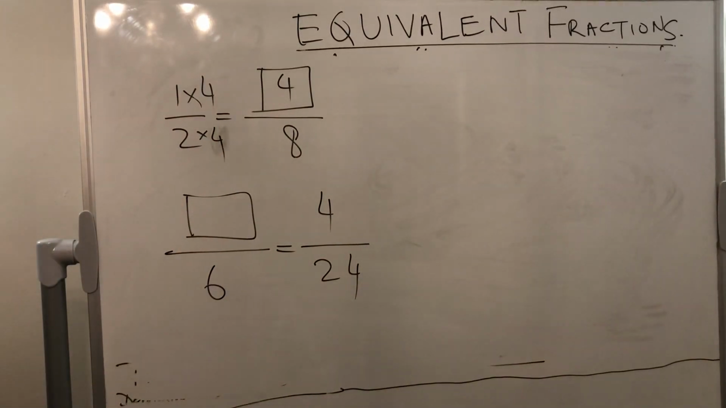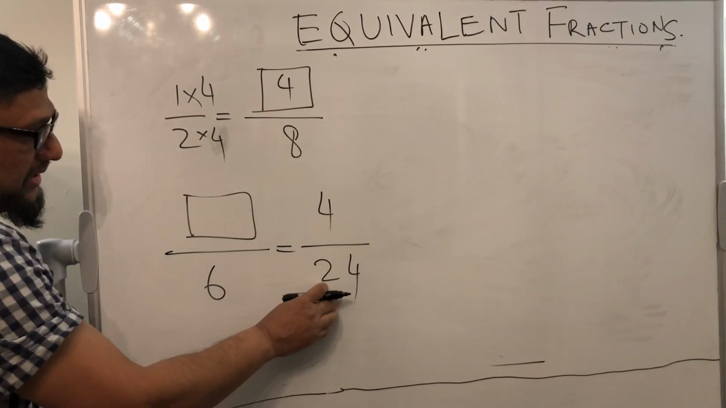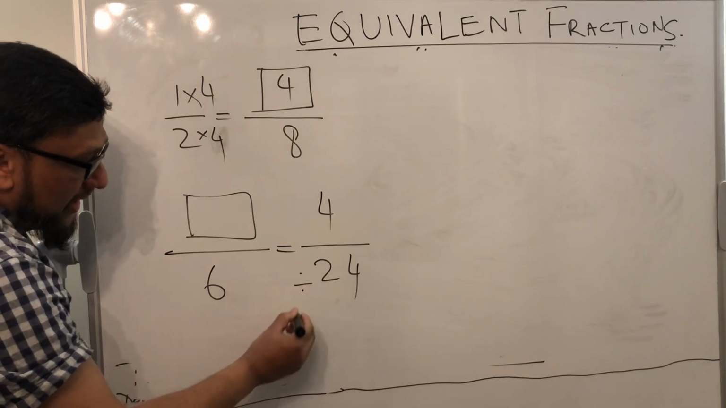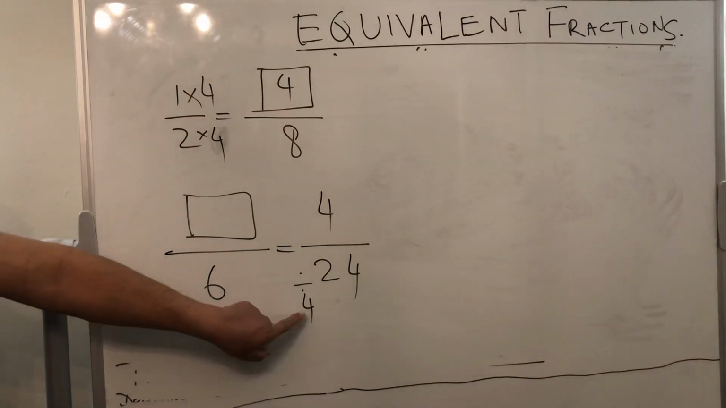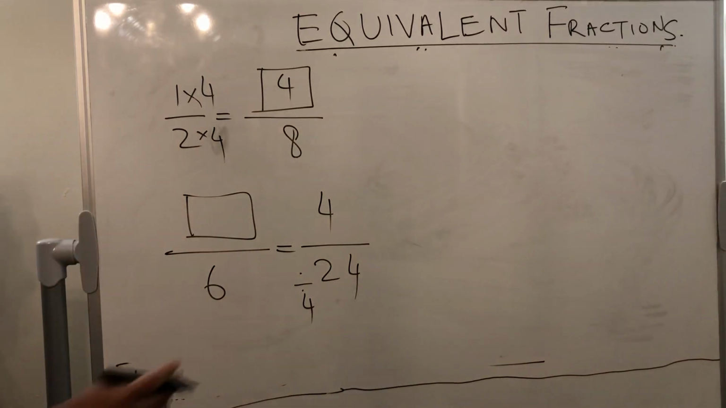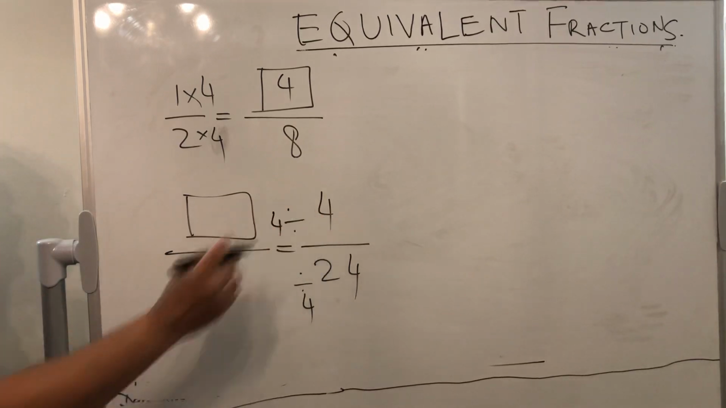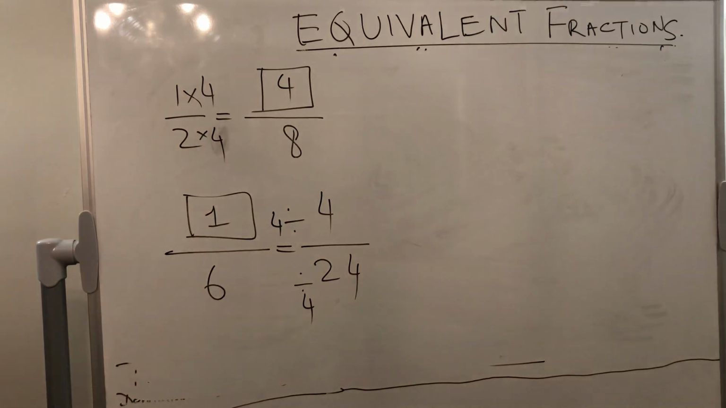In the second example, look here. This one goes from 6 to 24. So if we divide by 4, you get the answer 6. Same as if you divide the top part by 4, you will get the answer 1.